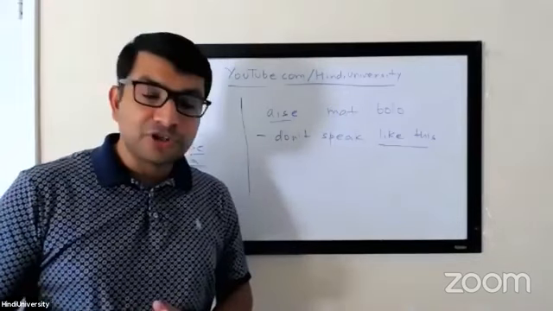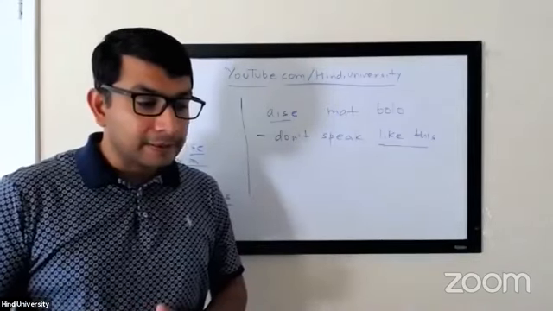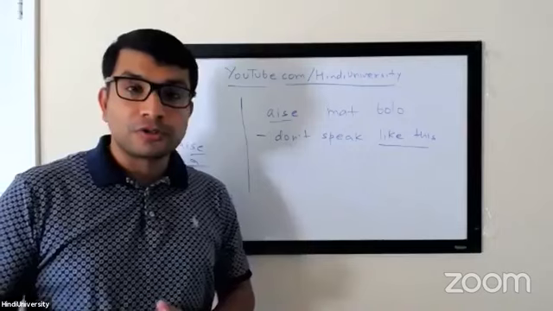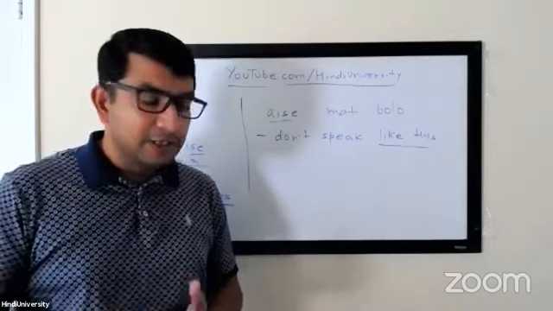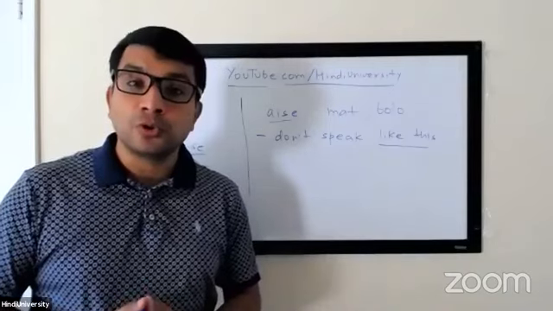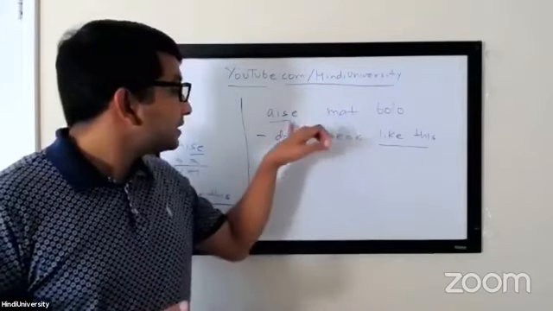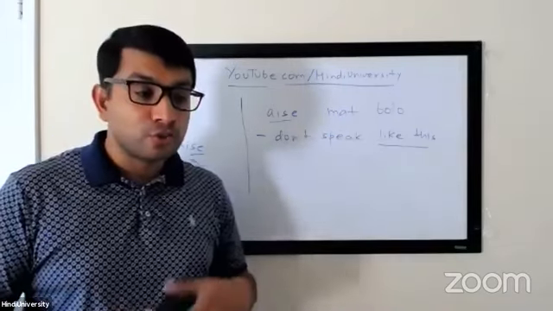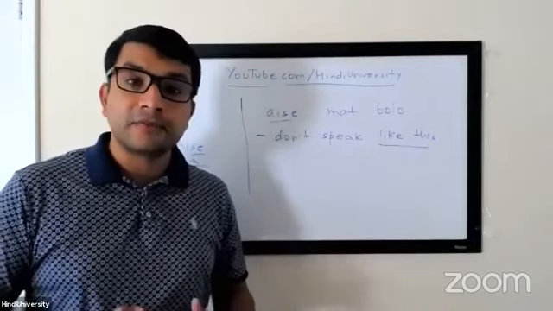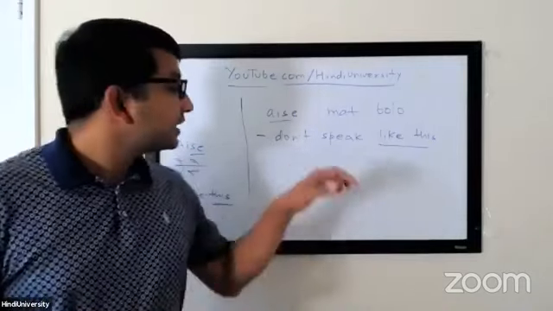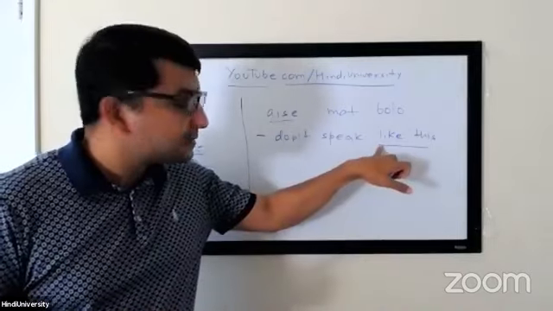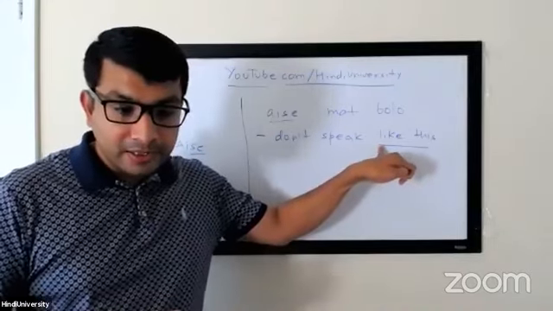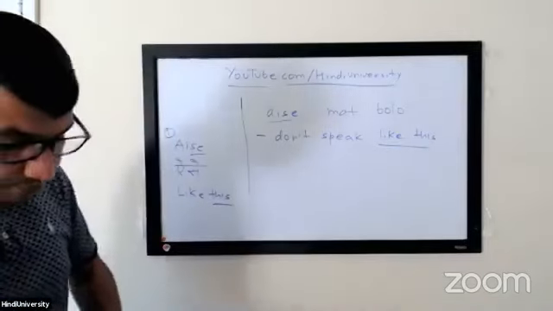So the first one is "mat bolo." Let's say a teacher is in the class and doesn't want students to make noise when she or he is teaching. So they can say in the class, "mat bolo." The second one is when a student is saying something in a rude manner, he or she can say "aise mat bolo." In this case, you can see it means like this, "aise mat bolo."